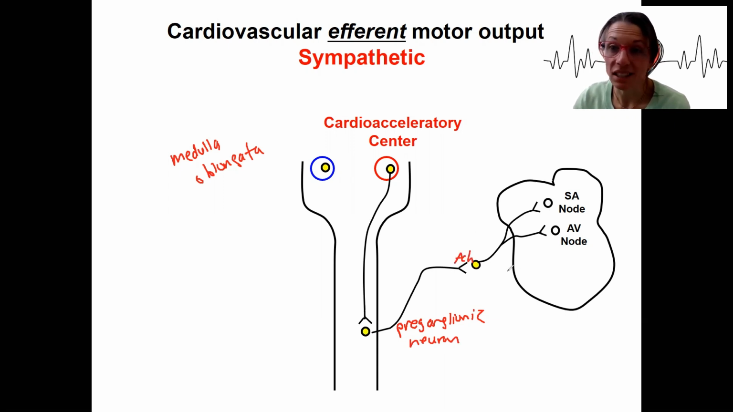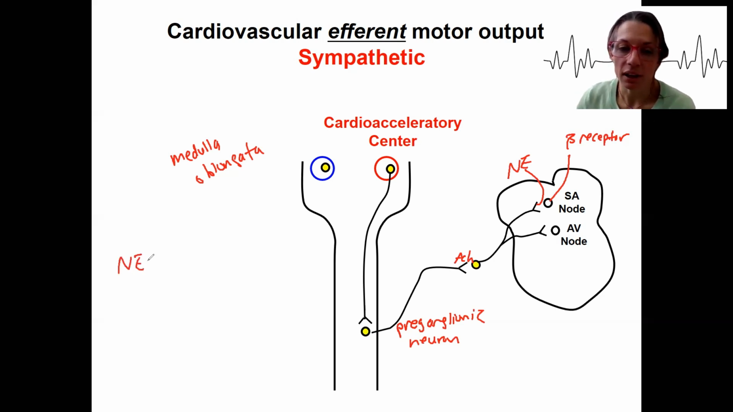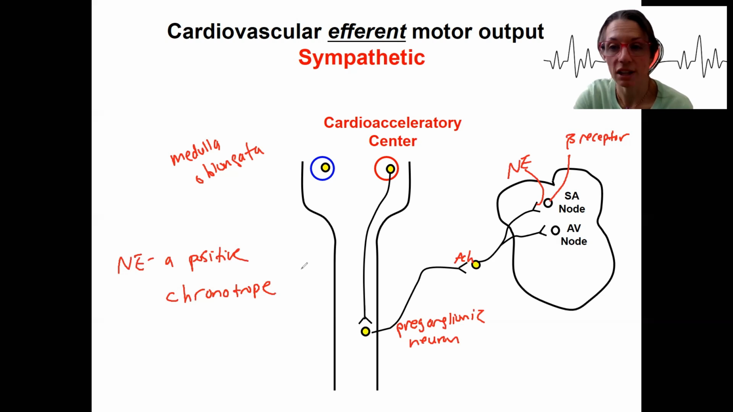This is going to be ACH, binding to nicotinic receptors. This, right, is going to be norepinephrine primarily, binding to beta receptors within those nodes. Norepinephrine is going to be a positive chronotrope. So is epinephrine. Norepinephrine is the main neurotransmitter released, as opposed to from the adrenal medulla. That's going to be our norepinephrine and epinephrine.